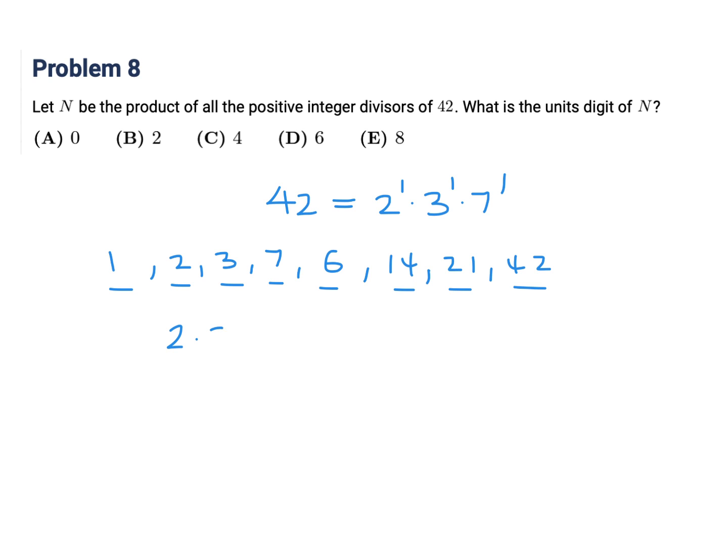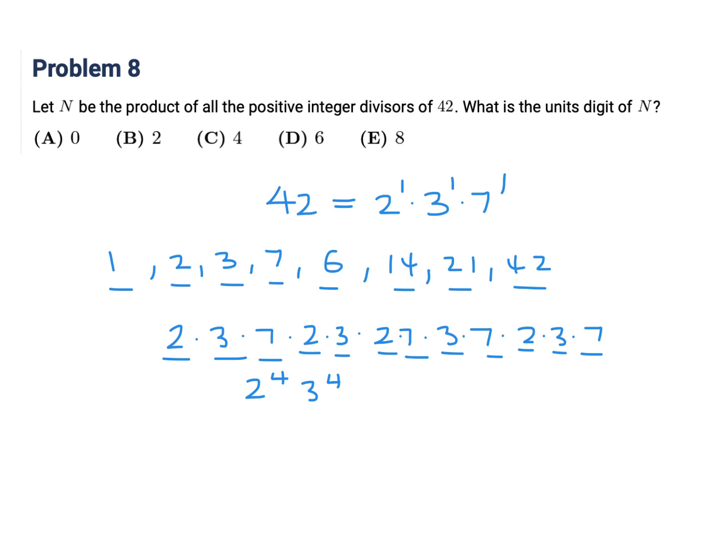So we have a 2, we have a 3, we have a 7, we have a 6, which is 2 times 3. We have a 2 times 7, we have a 3 times 7, and then we have a 2 times 3 times 7. This basically will be, let's see here, how many 2's do we have? 2 to the power of 4, 3 to the power of 4, and 7 to the power of 4. So this is basically 2 times 3 times 7 all to the power of 4. And that's 42 to the power of 4.